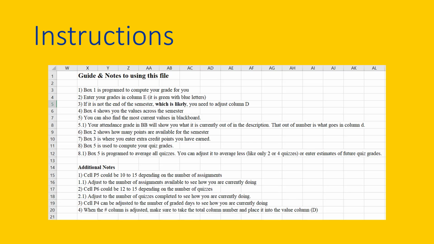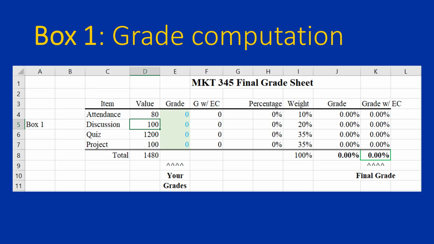Please remember that there are columns, which are the up and down, labeled with letters, and rows, left to right, are labeled with numbers. Each individual cell is identified by a letter, then a number. Examples of this include A1, C3, K19, and so on. Box 1 is programmed to compute your grade for this course at the end of the semester. You can easily make modifications to compute your current grade, but we'll talk about that later in this video.